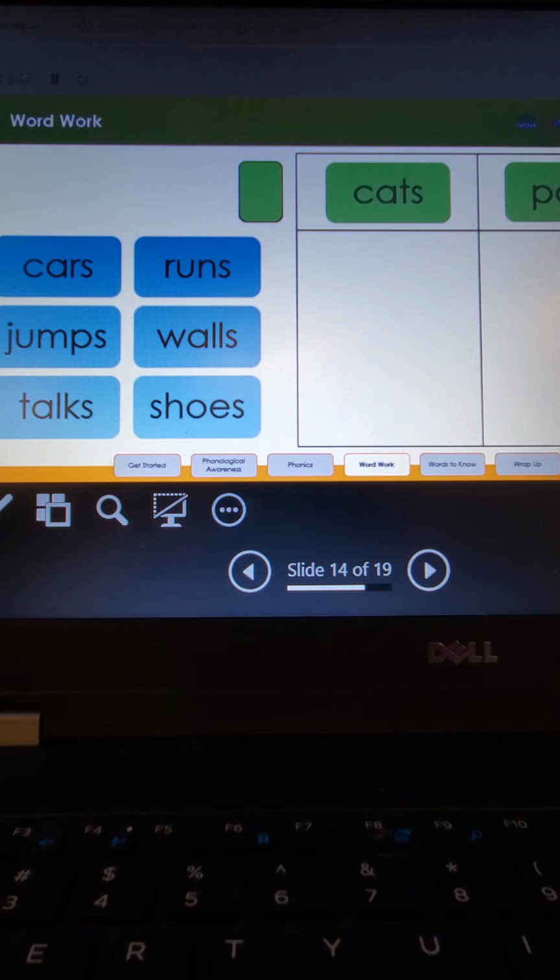Look at the first blue word tile. The word is cars. Say it with me. Cars. Is the word cars a noun or a verb? It's a noun. A car is a thing. If we say cars, that means there is more than one car. Should we put cars under cats or pats? So cars should go under cats because it's a noun. Good job. Let's do the remaining words.